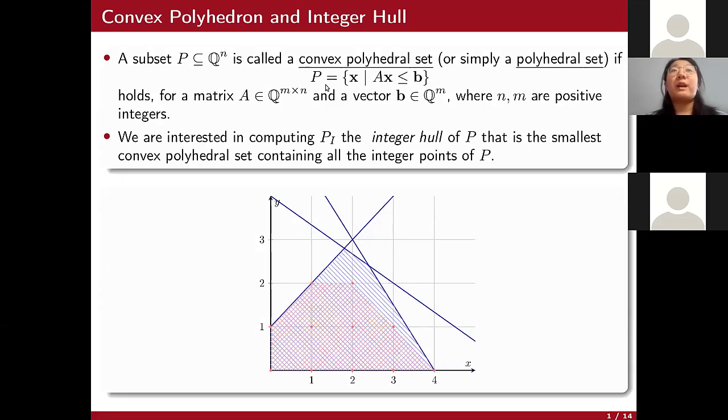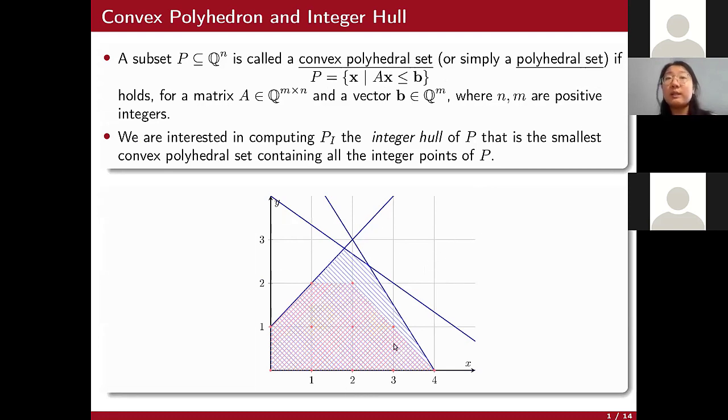A convex polyhedral set can be defined as a set of linear inequalities, where A is a matrix and x and b are vectors. We're interested in computing P_I, the integer hull of P, that is the smallest convex polyhedral set that contains all the integer points of P. This figure shows a very simple example.